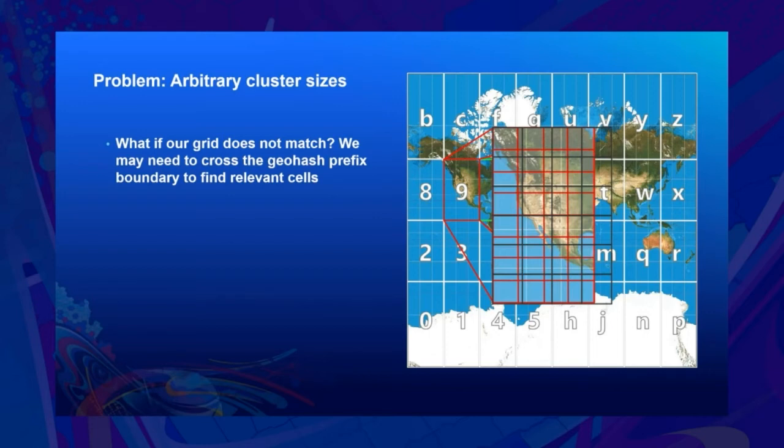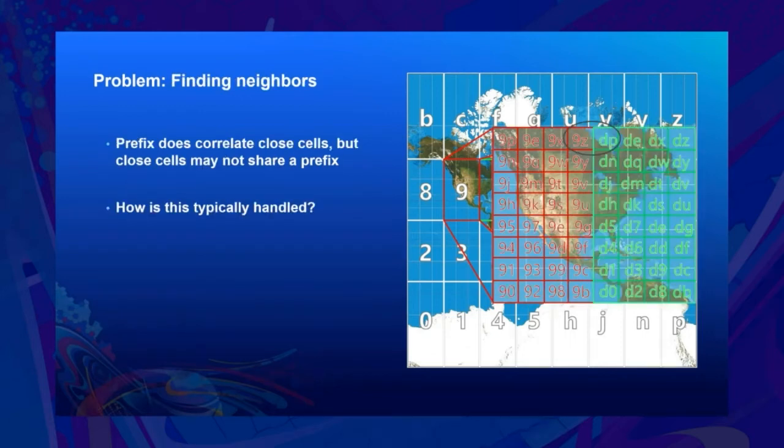However, what if this grid does not match? What if we don't have this perfect thing where cells fit perfectly within these cluster grids, which, by the way, is going to be overwhelmingly the most common case? Well, then we run into the problem that we have here on the right, where we suddenly have this need to actually know the neighbors of a given Geohash cell.